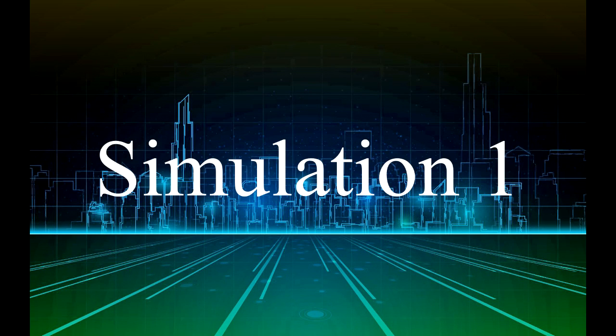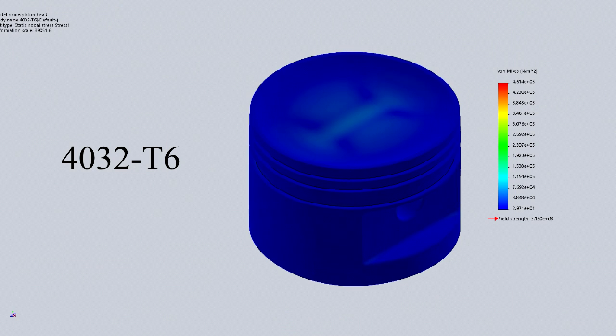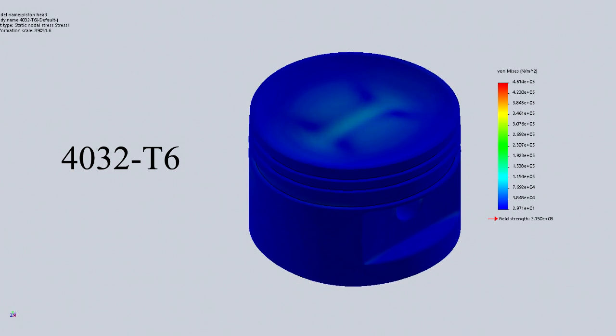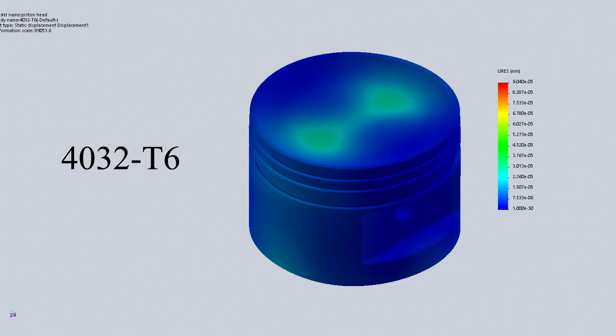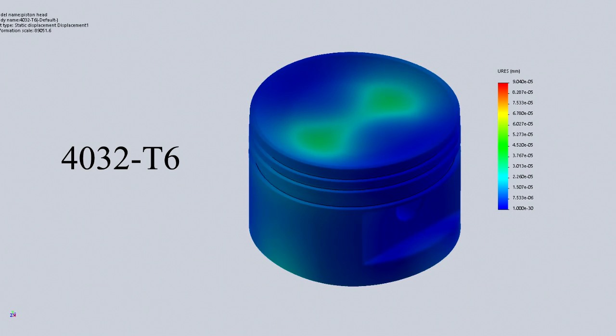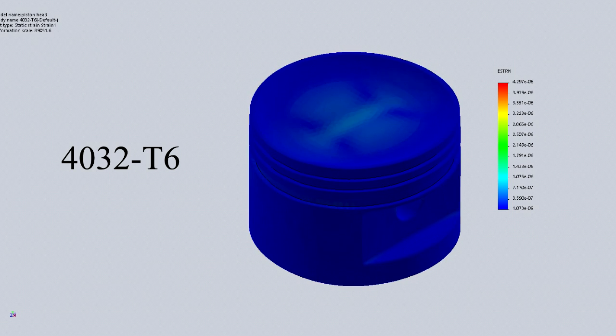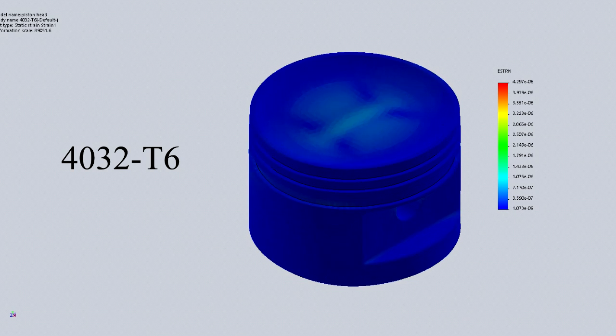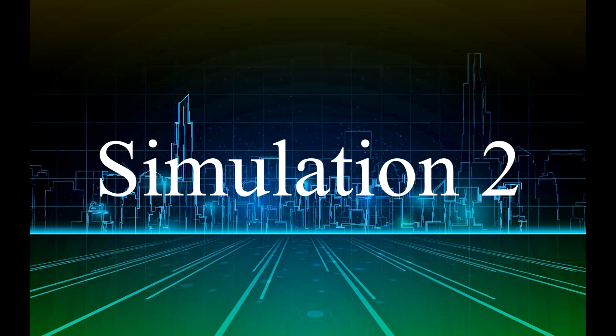Okay, now let's start the simulation with 4032 T6 aluminum. This is the stress simulation, the displacement simulation, and the strain simulation. Then let's see the simulation of A390 T6 aluminum.